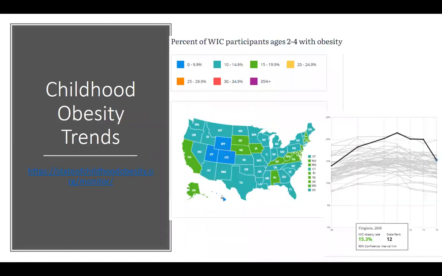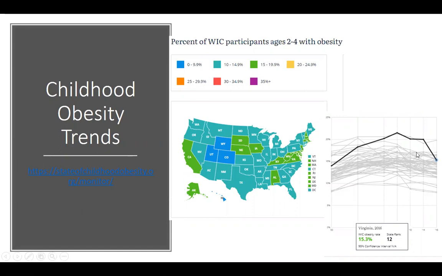So the next one, remember to have stopped and checked out that video. The next topic is childhood obesity trends. So, you know, our country, of course, we know obesity is an issue, but the trends in terms of childhood obesity has gone up, but we've been lucky in Virginia to have seen a decrease.